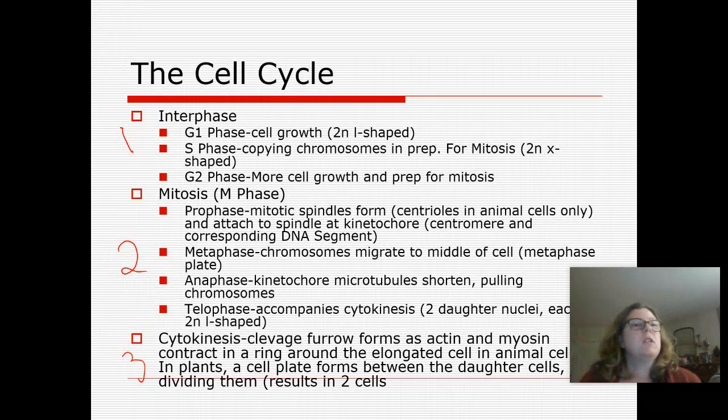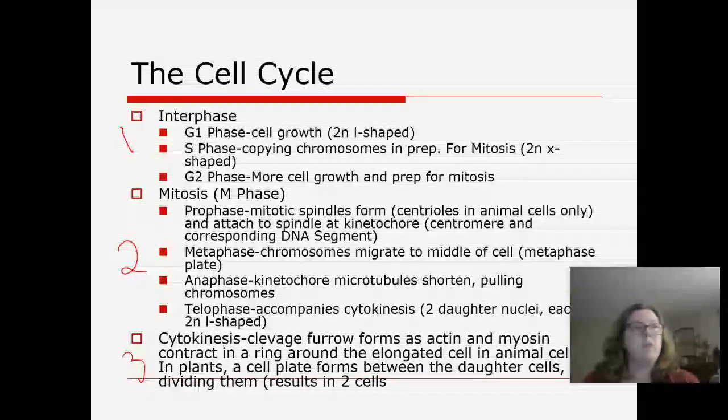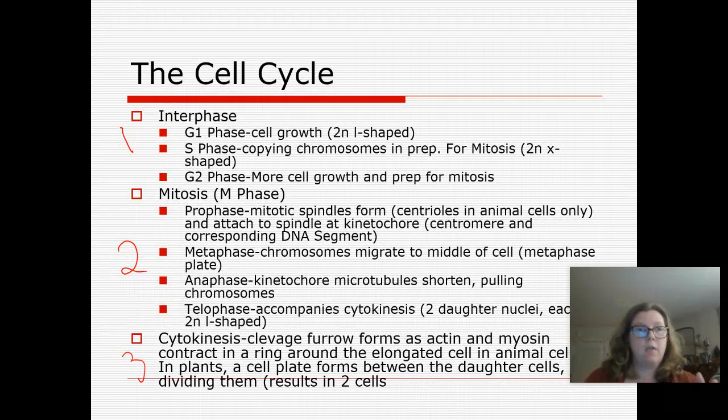In interphase, the cell is just doing what it does. If it's a liver cell, it's doing liver cell stuff. If it's a skin cell, it's doing skin cell stuff. Most of a cell's life should be spent in interphase doing its job. There are three parts to interphase. Throughout interphase, while the cell is doing its job, it's growing and maturing. The first part of interphase is mainly a growth phase. It's called the G1, or gap 1, phase.